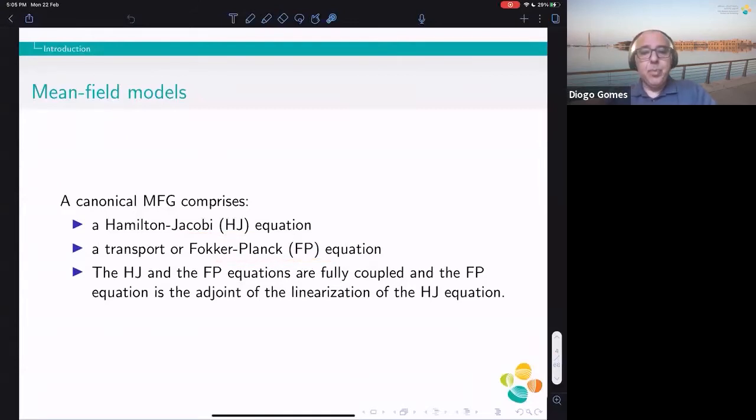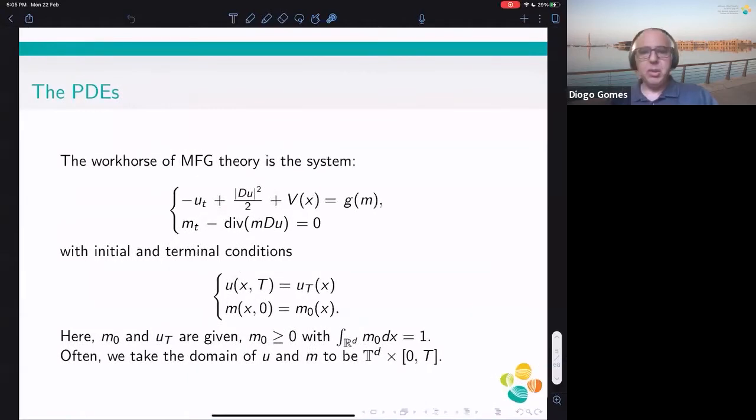And the difficulty in these models is that these equations are coupled. And I sometimes jokingly say that we know everything about Hamilton-Jacobi equations if we know the Hamilton-Jacobi equation, and we know everything about transport and Fokker-Planck equations if you actually know the equations. But the issue is that when these equations are coupled, well, then it's a little bit of a different game.